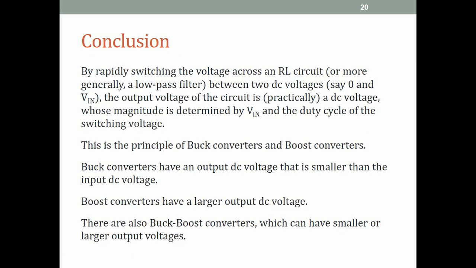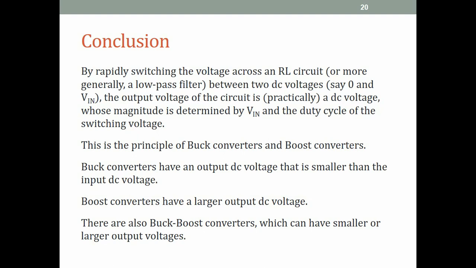Alright, so let us conclude this and then we'll pick this up next time. We say that by rapidly switching the voltage across an RL circuit, or more generally across any low pass filter, RL is the basic low pass filter, if we switch this input voltage between two DC voltages, let us say 0 and Vin, the output voltage of the circuit is practically a DC voltage whose magnitude is determined by Vin and the duty cycle of the switching voltage. This is the principle of all buck converters and what are called boost converters.